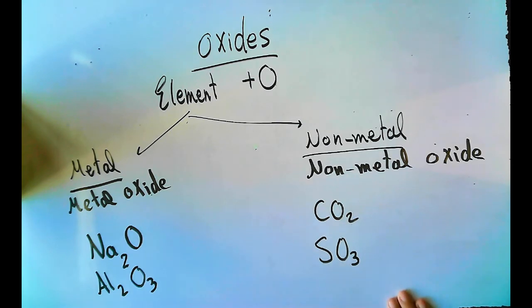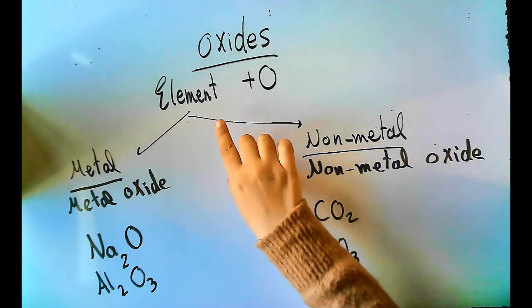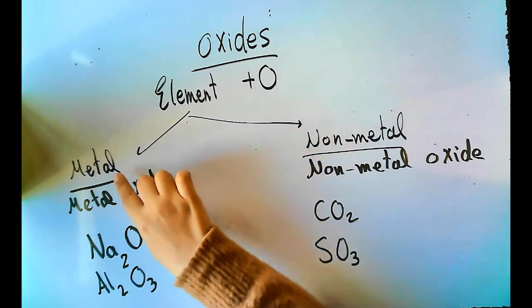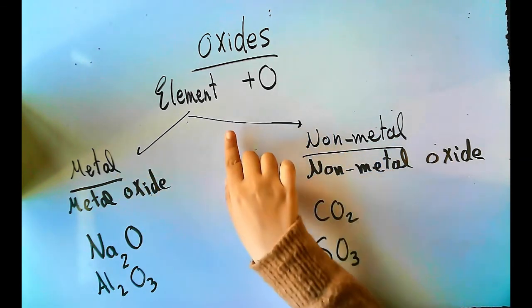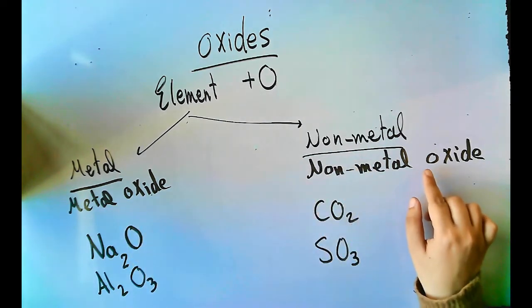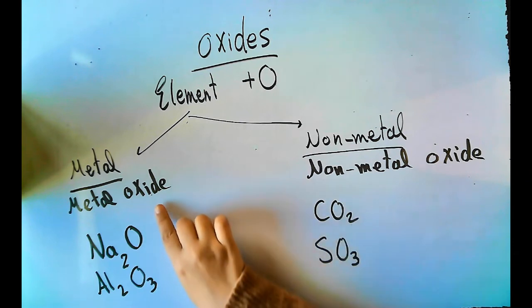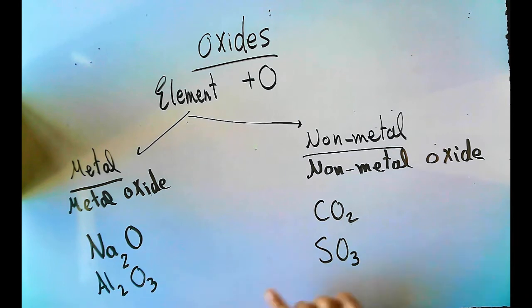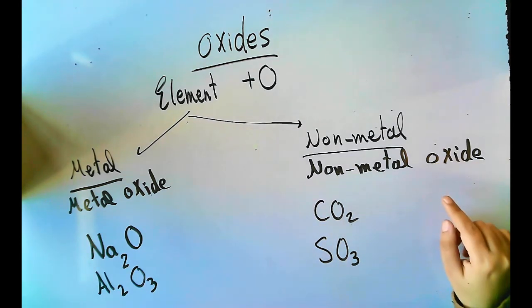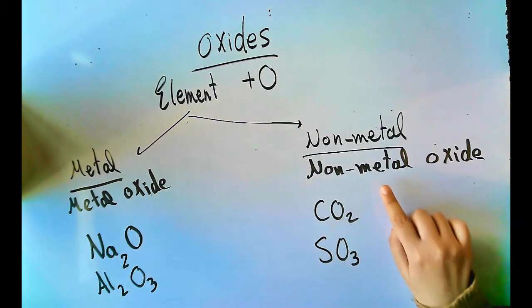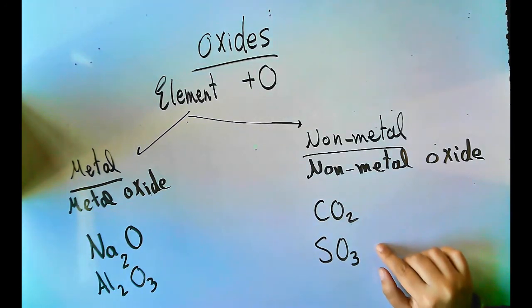Oxides are compounds resulting from the combination between oxygen and another element. This element may be metal or non-metal. Oxides are classified into metal oxides or non-metal oxides. Metal oxides are a combination between oxygen and a metal, for example sodium oxide, aluminium oxide. Non-metal oxides are formed from the combination between oxygen and a non-metal, for example carbon dioxide and sulfur trioxide.